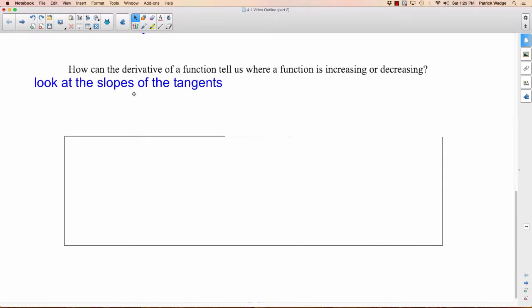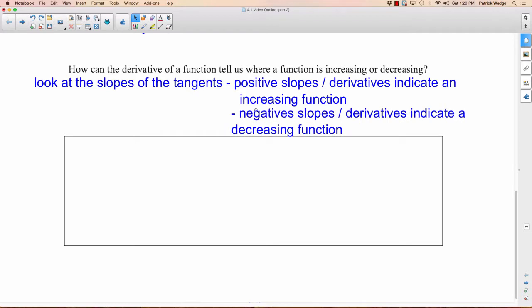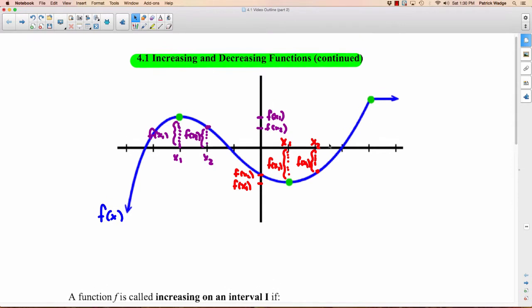So if you look at the slope of the tangent line, and if you have a positive slope, which is the same thing as saying a positive derivative, what this would mean is that the function is increasing. And similarly, if you find that it's a negative slope or a negative derivative, what that indicates is that it's a decreasing function at that point. So let me show you what I mean by this.